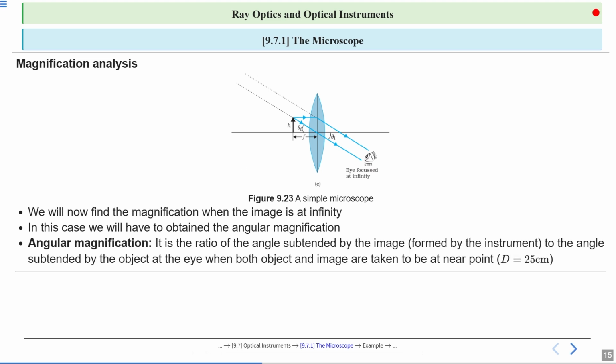Angular magnification is defined as the ratio of the angle subtended by the image to the angle subtended by the object at the eye, with both at the near point, typically 25 centimeters. This definition helps us understand how microscopes enhance our ability to see details by increasing the apparent size of the image.